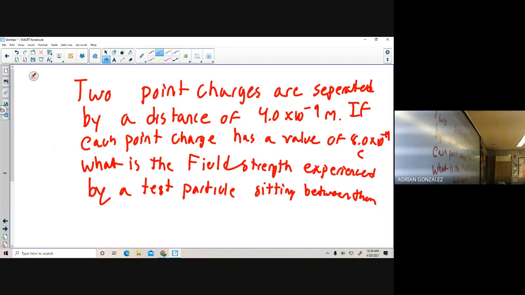Good. This is a typical question that you get. You have 2 point charges that are separated by a distance of 4.0 times 10 to the 9th meter. If each point charge has a value of 8.0 times 10 to the negative 19 coulombs, what is the field strength experienced by a test particle sitting between them?